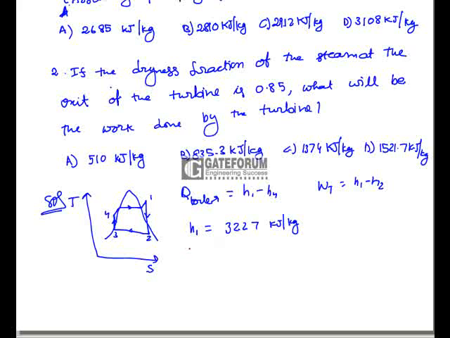Here H2 is equal to H3 plus X into HFG, where X is the dryness fraction of the steam, and here H3 is the enthalpy of saturated water at this point, that is at the point 3, and HFG comes from H3 plus X into, let us say this point is some 2 dash, so H2 dash minus H3. So this is the equation to find out the H2, and this is the formula for H2.